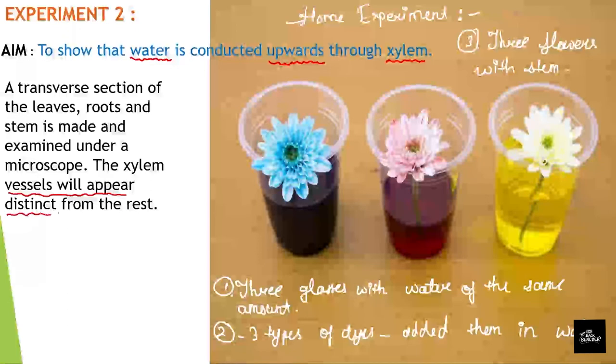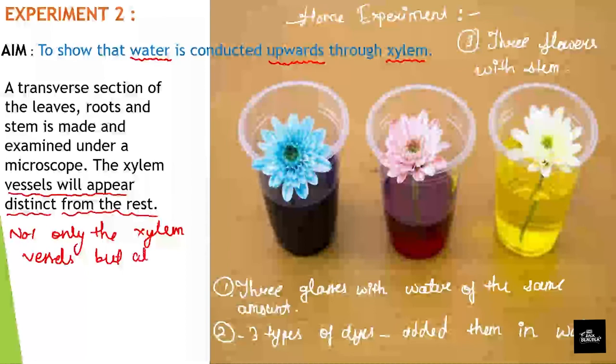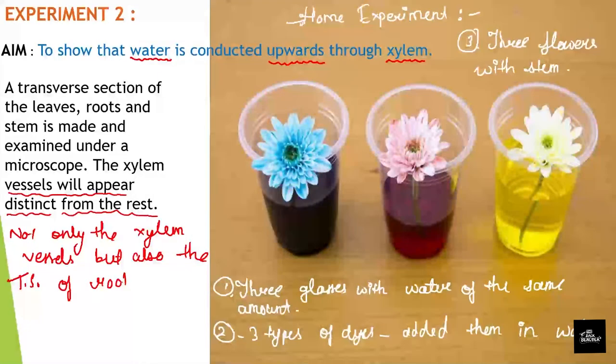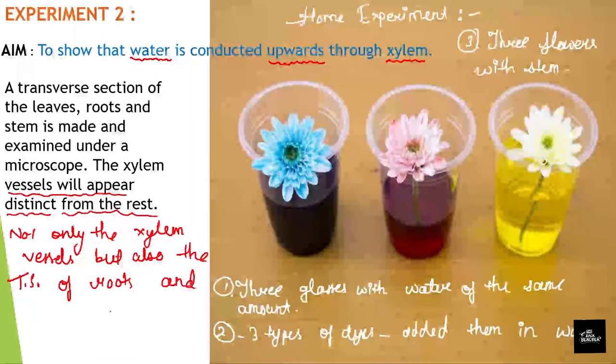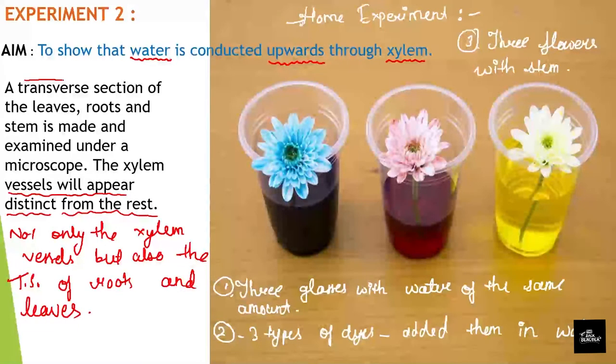The xylem vessels will appear distinct from the rest. Not only the xylem vessels, but also the TS of roots and leaves. TS means transverse section, nothing else.